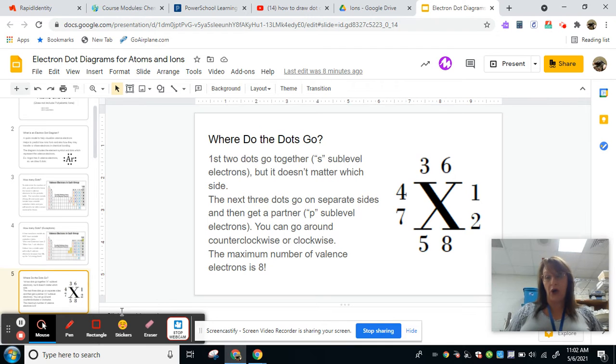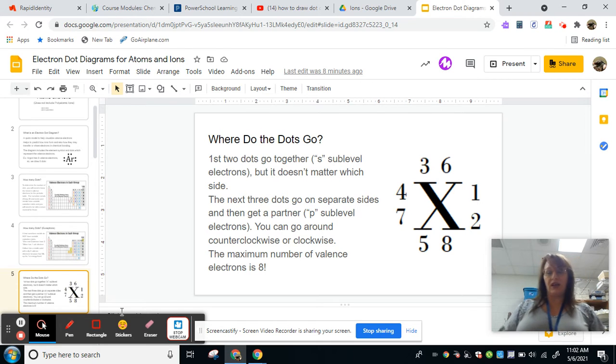So where do the dots go? When you draw your dot model, your first 2 dots have to go together. You can either put them on the right, the left, the top, or the bottom. It really doesn't matter where you start, but they do have to be next to each other. And that's because those 2 electrons are going to exist in the same orbital of a sublevel, and it's called the s sublevel.